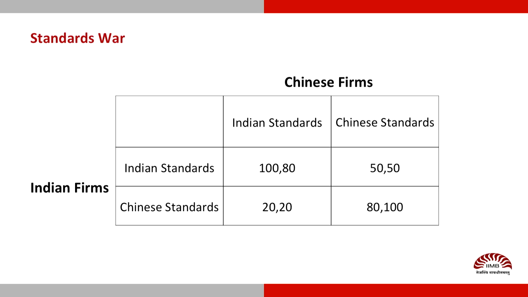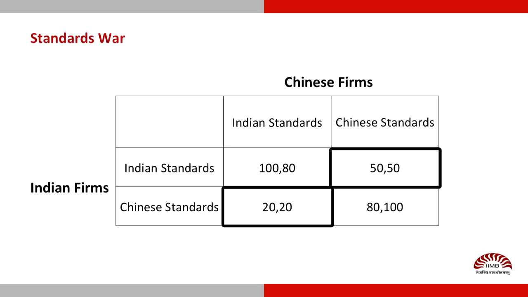So, again if both Indians and Chinese were to adopt Indian standards, then the payoffs are 100 and 80. 100 for the Indians because after all they are getting to stick to their own standards, but at the same time they are getting access to the Chinese market. On the other hand, if the Chinese and the Indians adopt Chinese standards, the payoffs are reversed. Now, the Chinese get access to Indian market while keeping their own standard.